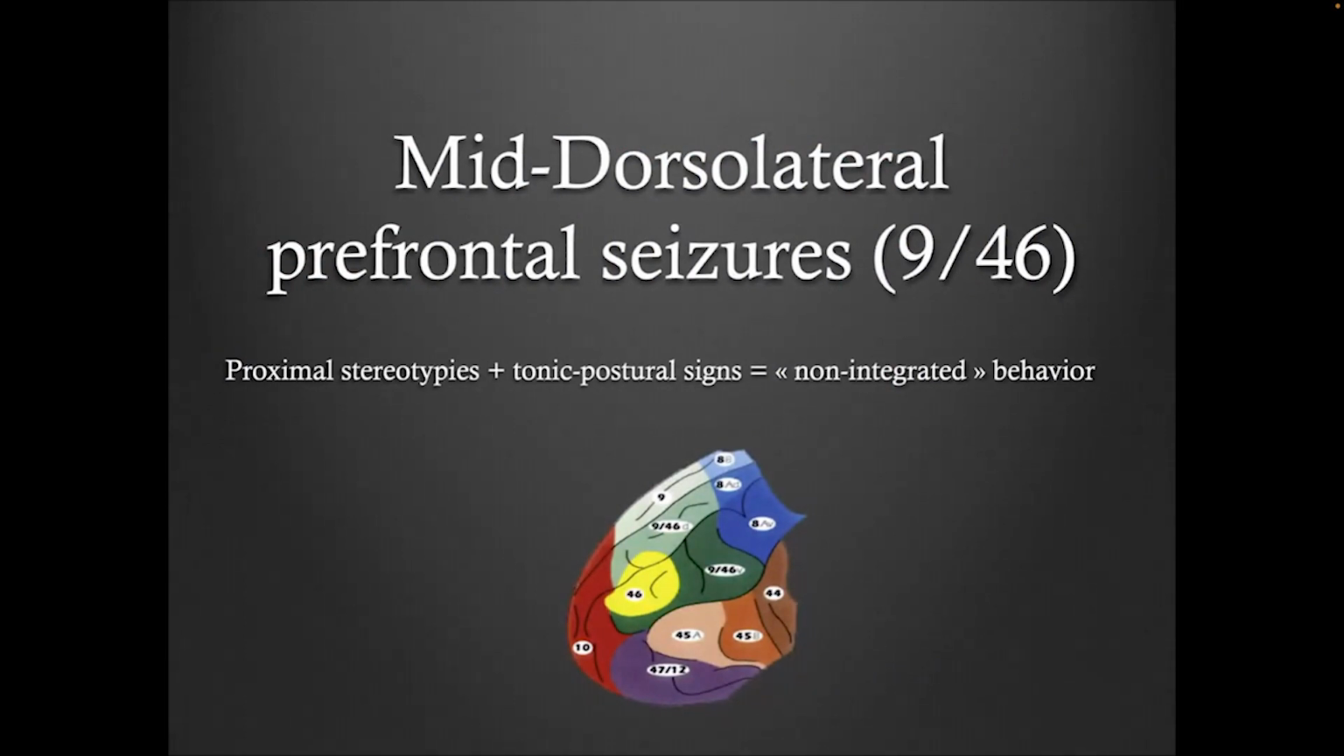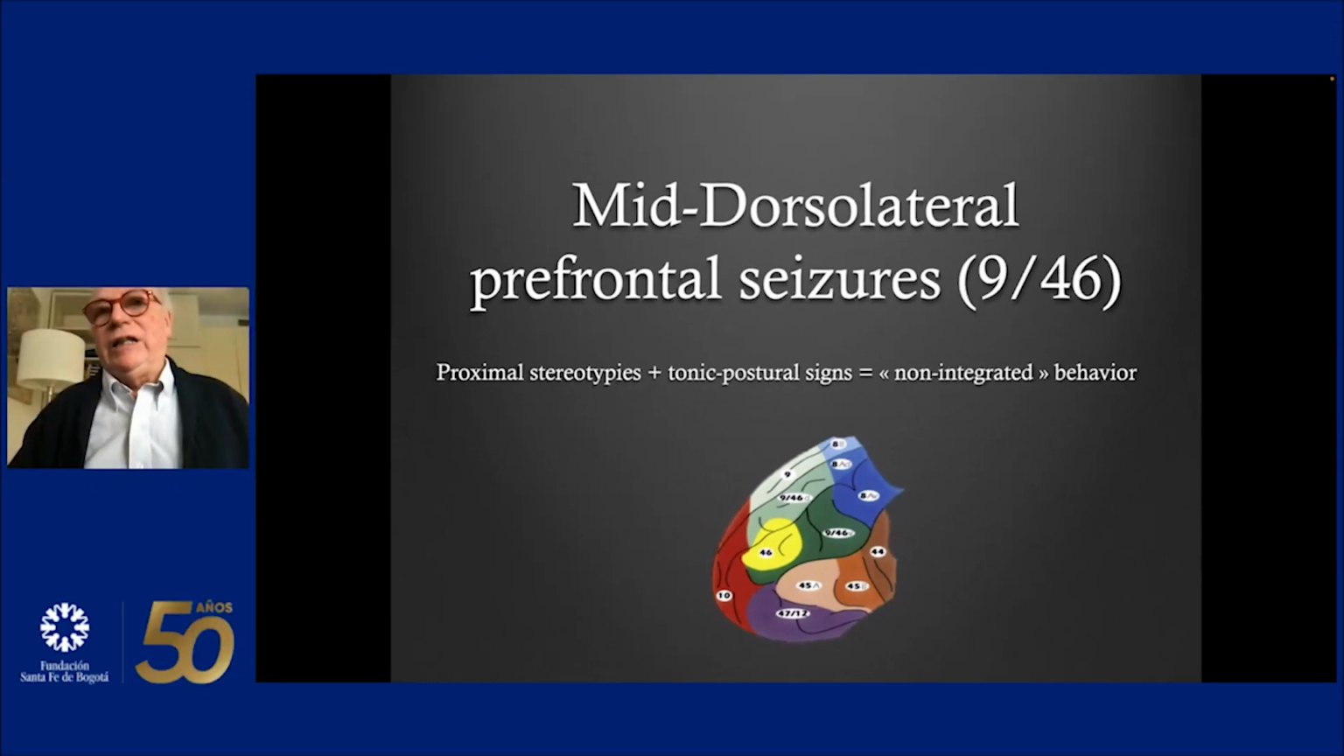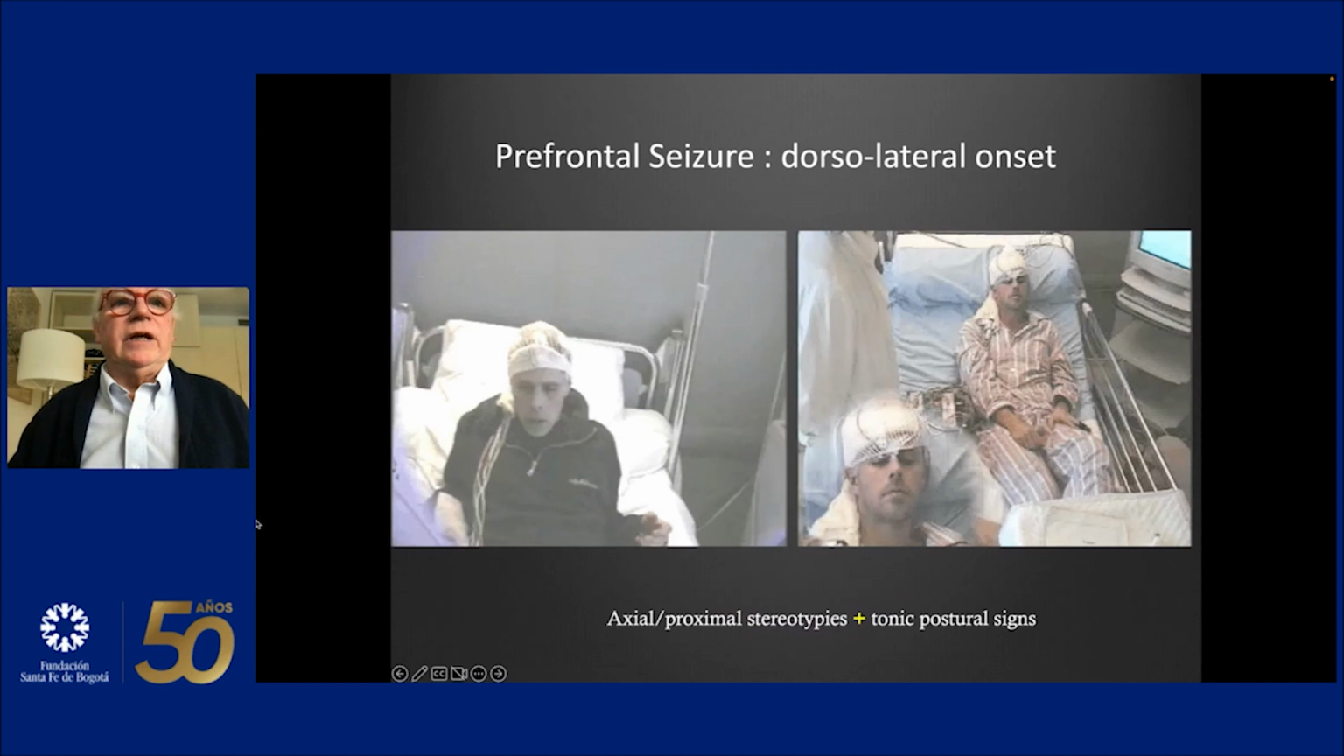So now if we move to the mid-dorsolateral prefrontal seizures, that is area 9-46, so in the middle, the preceding was 8-9 and the superior frontal gyrus. Now we are a little bit more ventral in the dorsolateral. You will see that we have proximal stereotypies and tonic postural signs, typically what I call the non-integrated behavior.